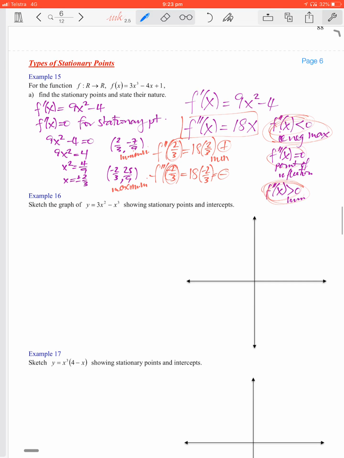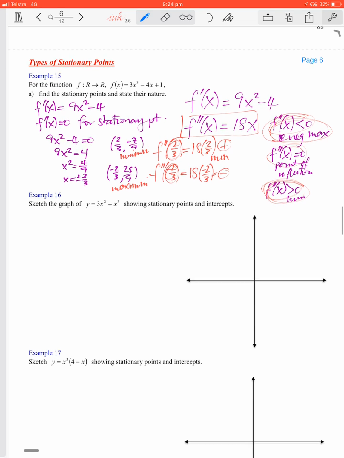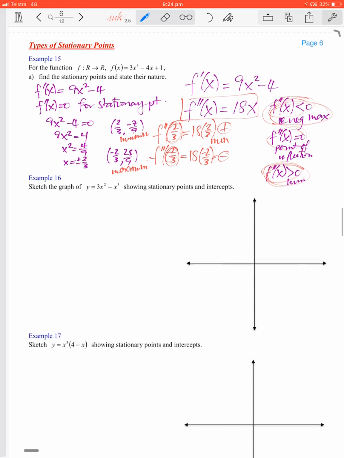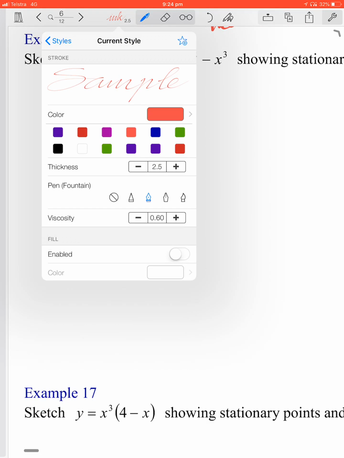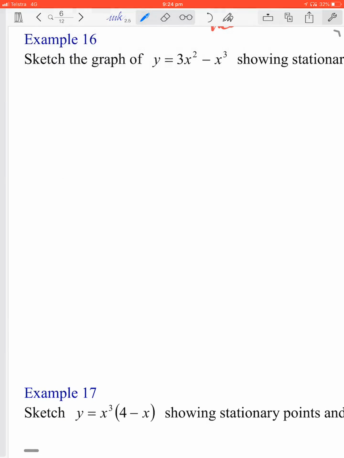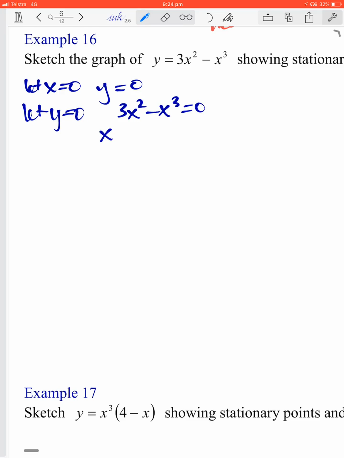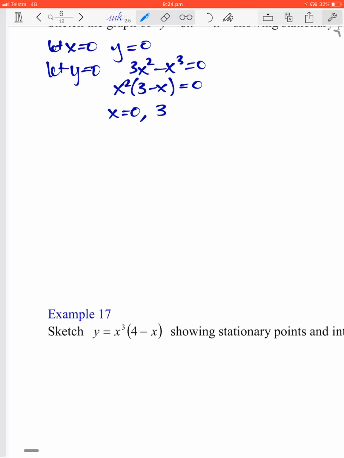Okay, so here we're looking to find our stationary points in this graph. So I've got to sketch the whole graph. When we sketch a graph, let's first get our x and y intercepts. If we let x equal 0, we get y equals 0. If we let y equal 0, we get 3x squared minus x cubed equals 0. We know we can take out x squared, so we get 3 minus x. So we get x equals 0 or 3. Now we know, because that's a repeated factor, that's also a turning point.